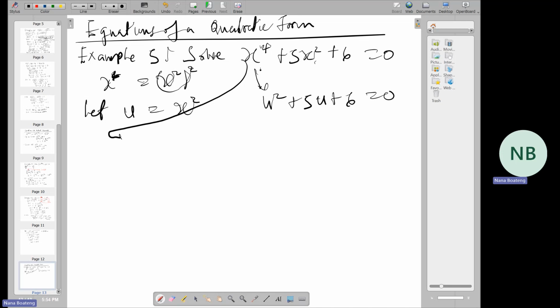So we have this equation now, u squared plus 5u plus 6. Okay, so from here we can factorize this equation.